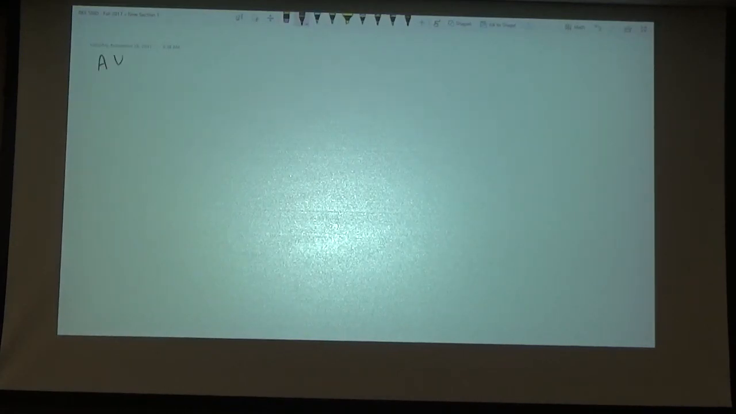Average net rent. Okay, so let's say that we've got a property with a 5-year lease term.